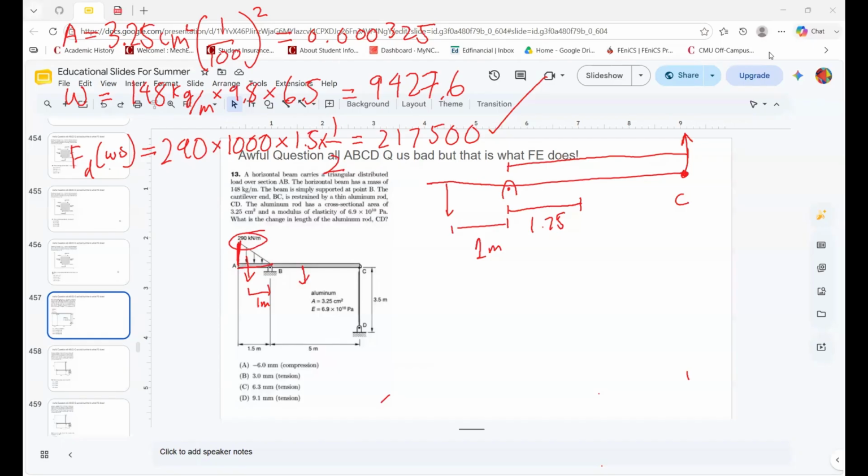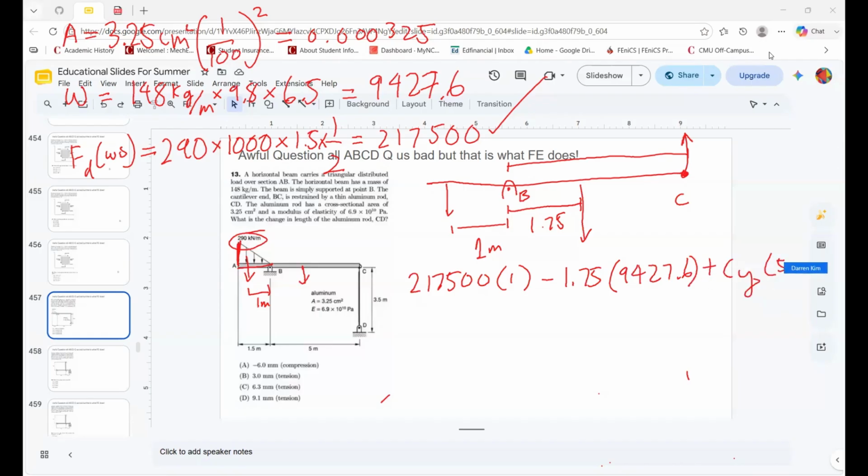I'm going to do a moment on B over here. Let's start with this one: 217,500 times (1 minus 1.75) multiplied by whatever weight that is, which is 9427.6, plus CY multiplied by 5, equals 0. And that's the answer I'm going with. And I think that's the answer you should go with too.